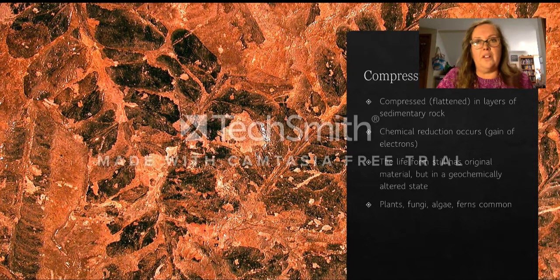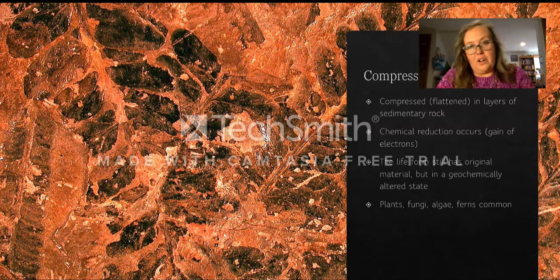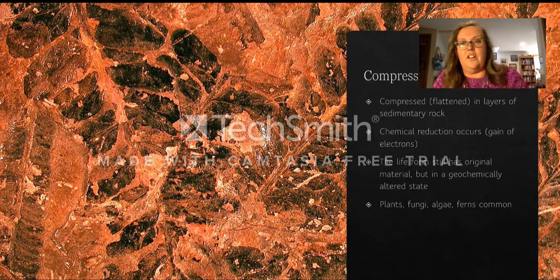Another way to make a fossil is through compression. So compression fossils are flattened between layers of sedimentary rock, and we're going to be doing that in a little bit here with our flower pressing. So we're going to not really make a fossil, but give you the idea of what that process is like.